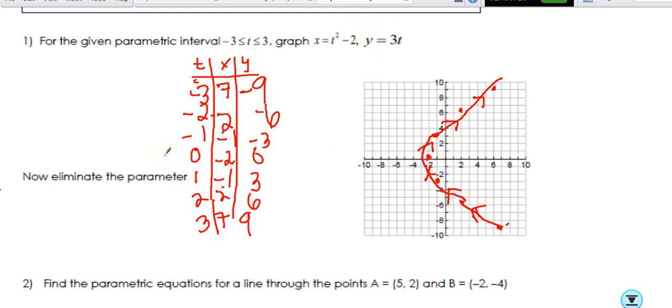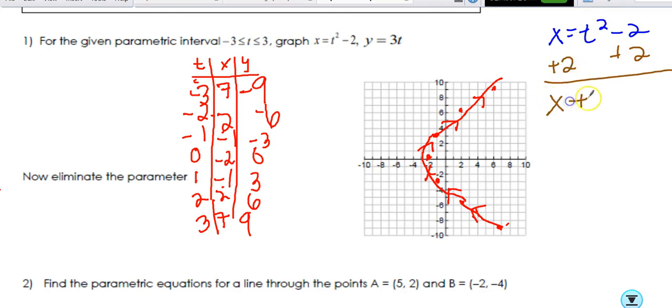All right, now eliminate the parameter. I don't have linear functions. I've got a quadratic and a linear. So in the x equation, I'm going to isolate the t. I want to get the t by itself. Add 2. Eliminate the square root. We're going to square root both sides. And when you square root both sides, we need plus or minus that square root.